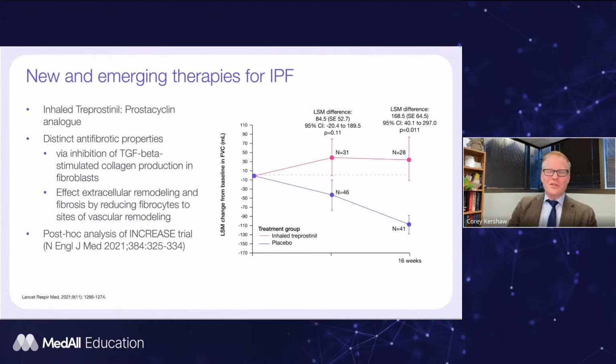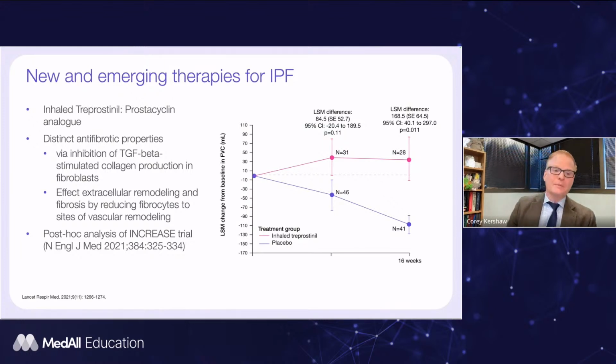But there are some unusual features of these prostacyclin analogs. They actually have distinct antifibrotic properties via inhibition of the TGF beta pathway that stimulates collagen production from these fibroblasts. There's also some extracellular remodeling that reduces fibrocytes entering these sites of vascular remodeling. So in addition to its vasodilator effects, perhaps it could also help fibrosis. And in a subset analysis published in 2021, we showed that patients who had ILD had an improvement in their vital capacity in this pulmonary hypertension trial. So this was huge news when this happened.